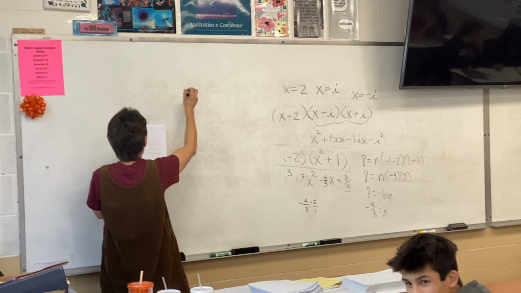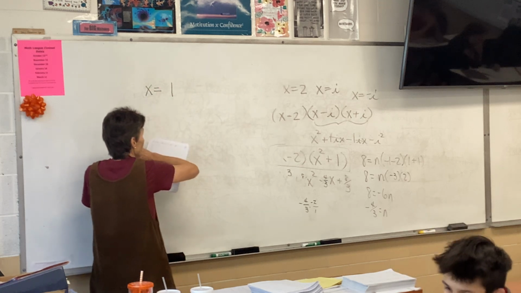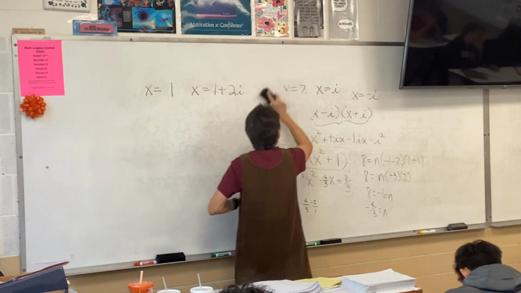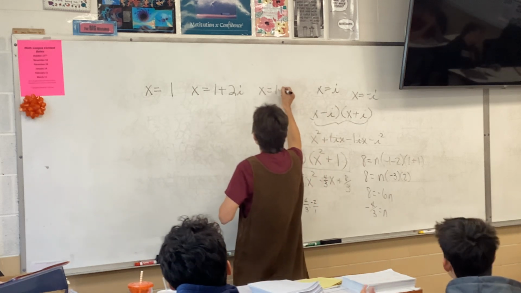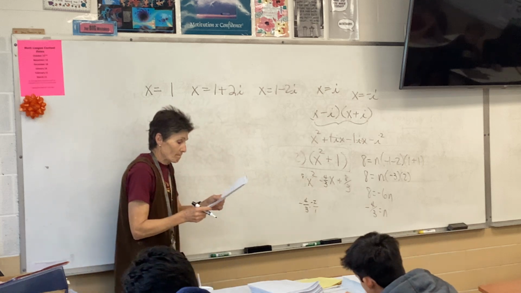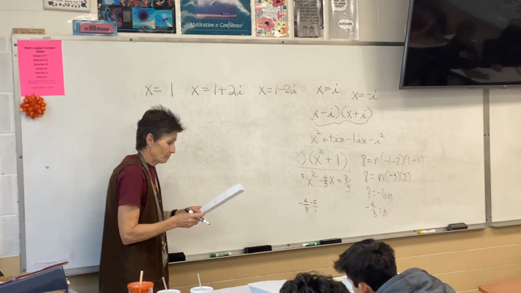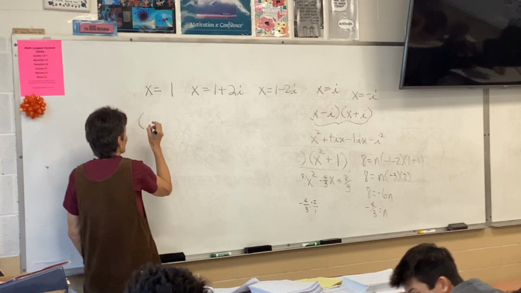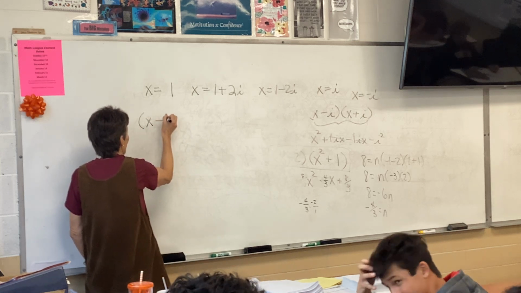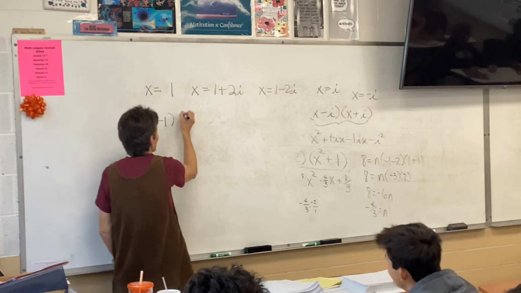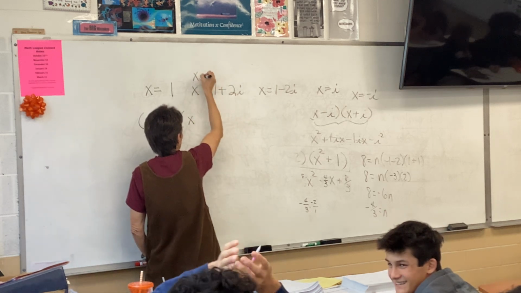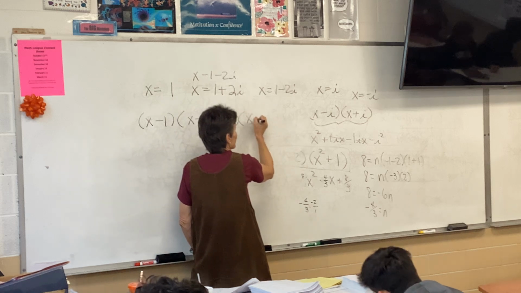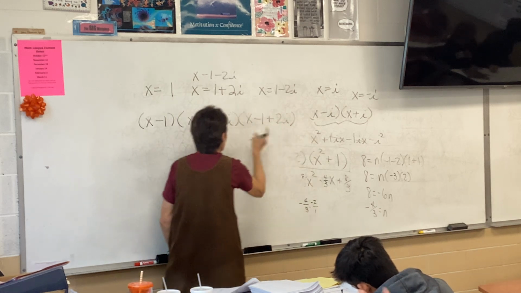We have a polynomial function with zeros at 1 plus 2i and 1 minus 2i. Exactly. So what am I going to multiply together? 1 plus 2i, 1 minus 2i. Be careful. x minus (1 plus 2i), x minus (1 minus 2i). That's where we'll end today.